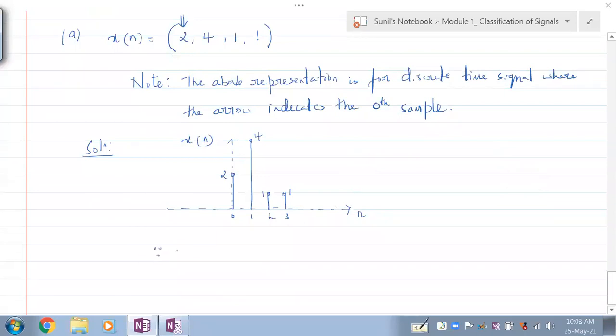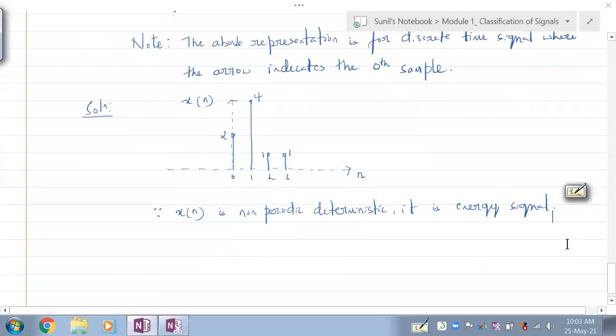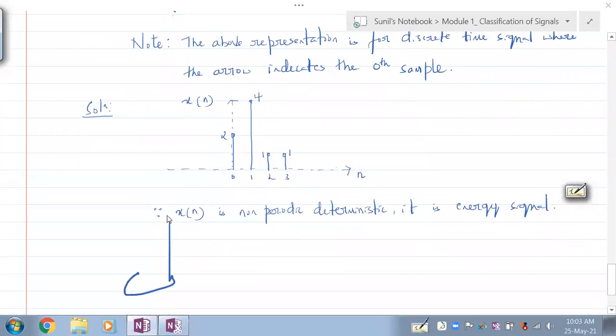Since x of n is non-periodic deterministic, it is an energy signal. And since it is an energy signal, what do we do? Therefore, we calculate energy. And since this is discrete time, mind you, we have to start with the summation, n ranging from minus infinity to plus infinity.